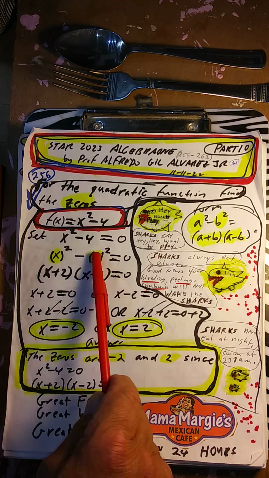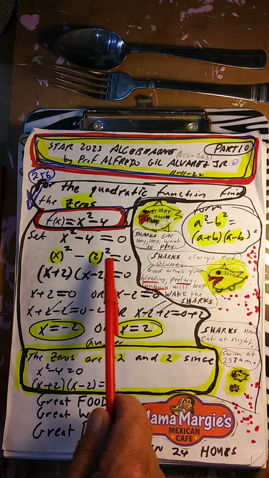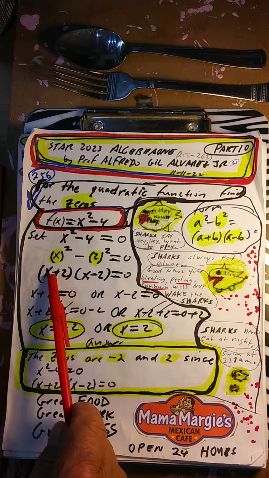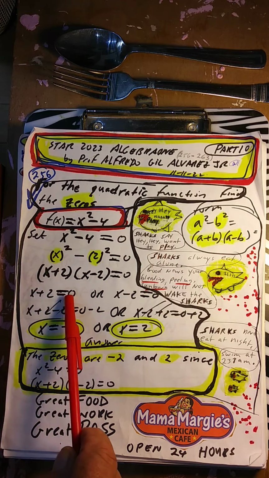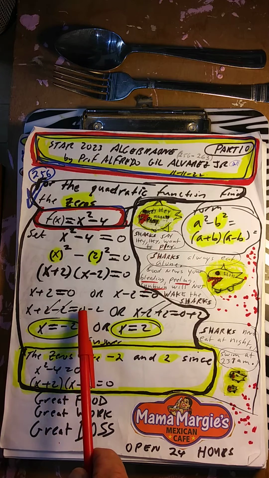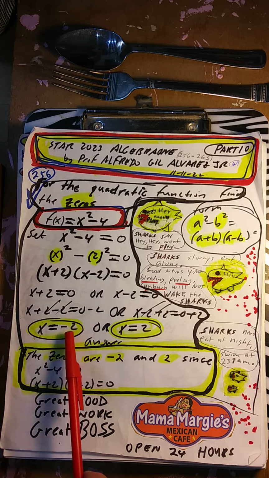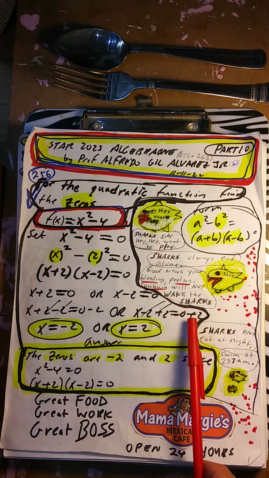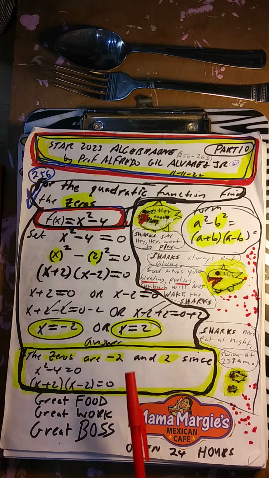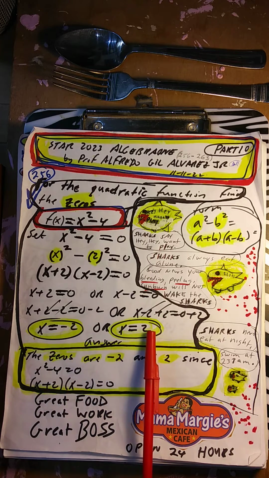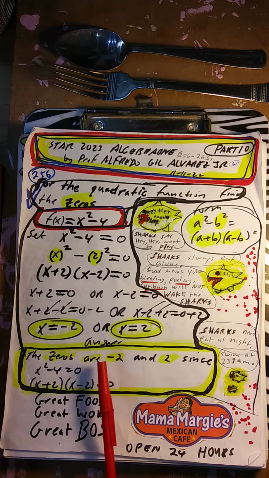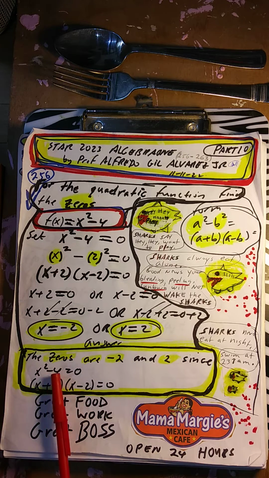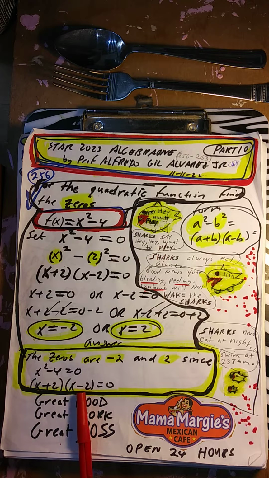So this is going to become a squared minus b squared. This right here: difference of squares. So x plus 2, x minus 2. x plus 2 equals 0. x plus 2 minus 2 equals 0 minus 2, so this gives you negative 2. x minus 2 equals 0, so x minus 2 plus 2 is 0 plus 2, so x equals 2. So x equals negative 2, x equals 2 is the answer. The zeros are negative 2 and 2, since x squared minus 4 equals 0 factors into x plus 2, x minus 2 equal to 0.